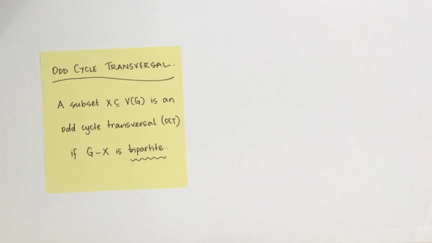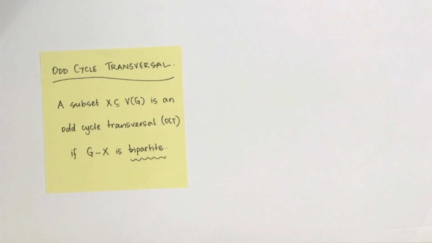odd cycle transversal. Notice that these two definitions that I've mentioned, deleting to get a bipartite graph and deleting so that you intercept all cycles of odd length, are in fact equivalent, because you might remember that a graph is bipartite if and only if it does not have any cycles of odd length.